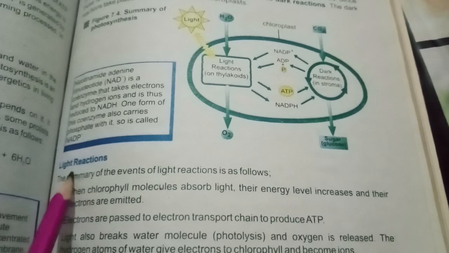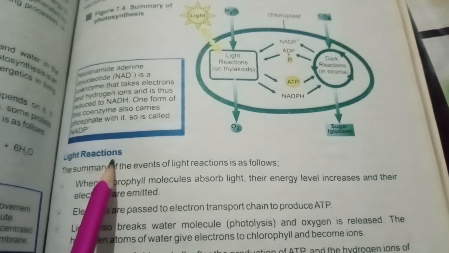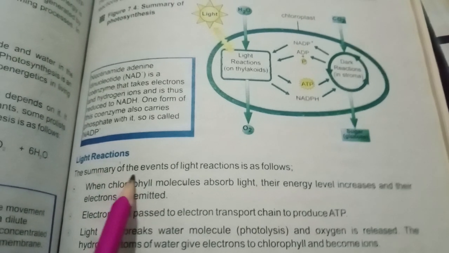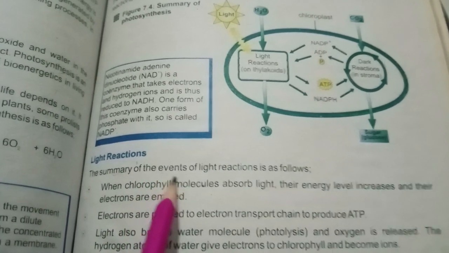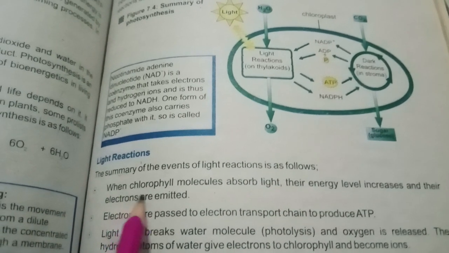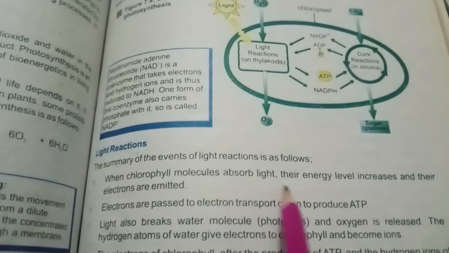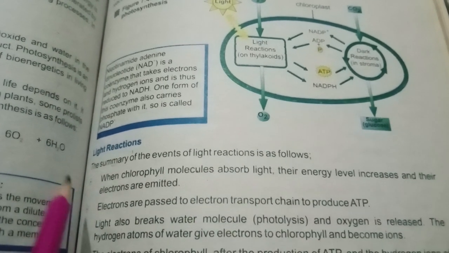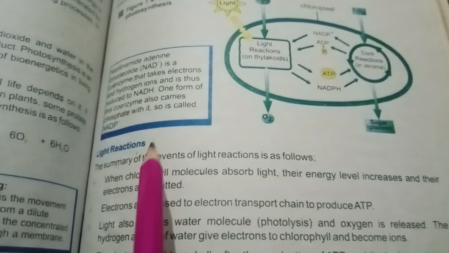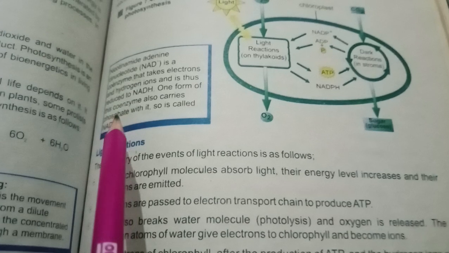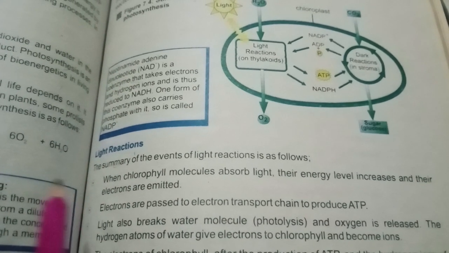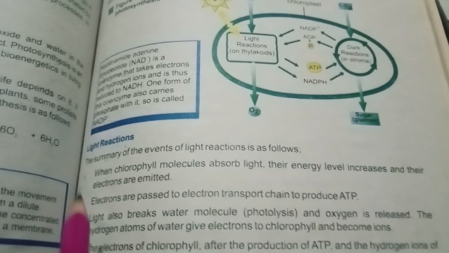Now we study the light reaction. This is very important. This is the summary of the events that occur in the light reaction, as follows. First of all, when the chlorophyll molecule absorbs the light, its energy level increases and its electrons are emitted. So the first step is that the plant mesophyll cell and stomata absorb the light from the sunlight.